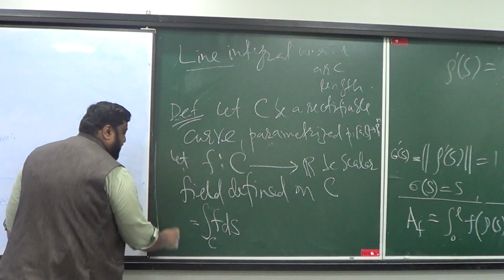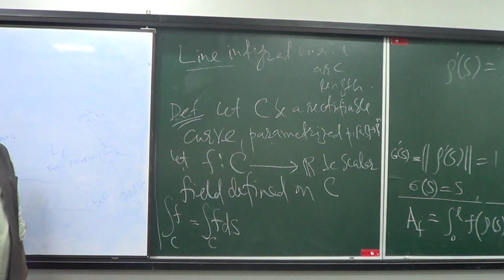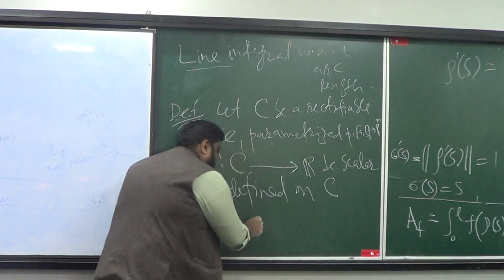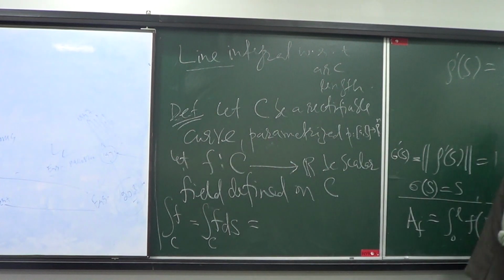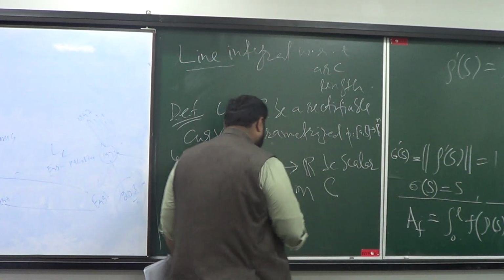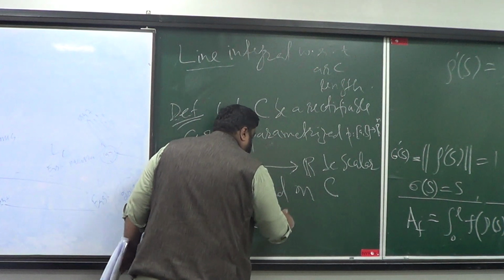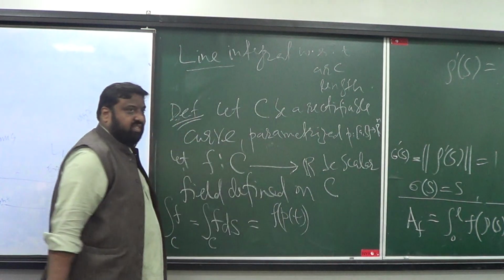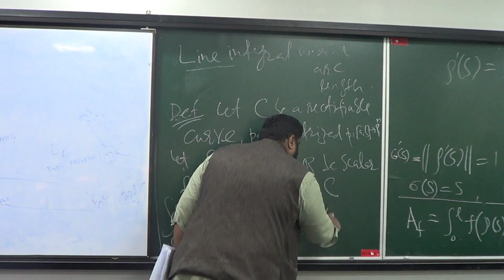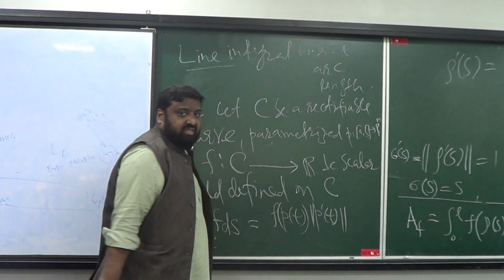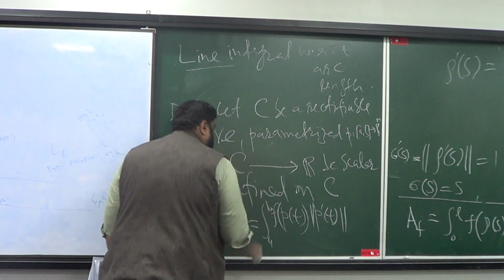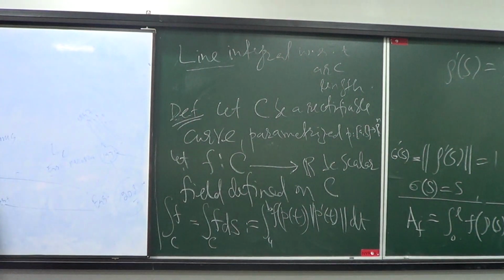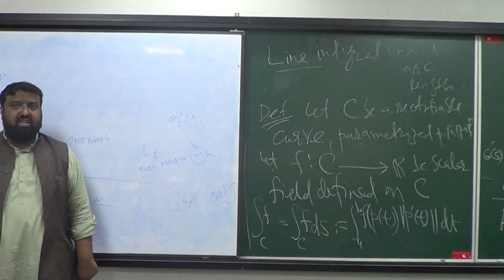Some people don't like to write this ds, they just write this. So how do we integrate a scalar field over a curve C? The definition is something that we already tried. Take the parameterization of the curve, substitute it into the function, compute the speed, and integrate over the entire interval. So that would be the line integral of the field over the curve.